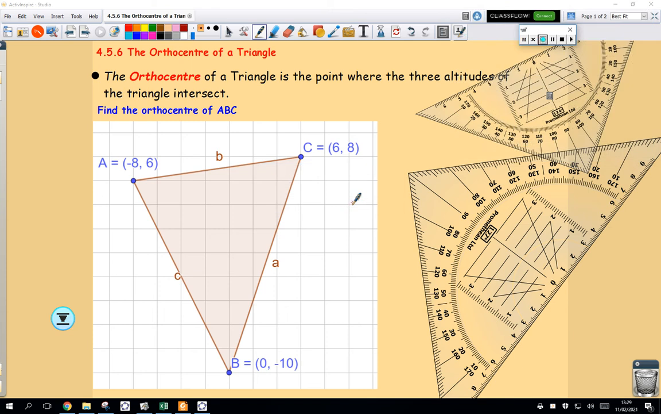So in this lesson I'm going to look at finding the orthocenter of a triangle. An orthocenter of a triangle is a point where the altitudes of a triangle intersect.